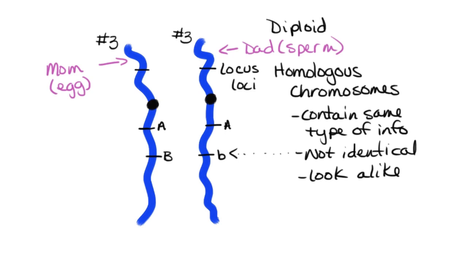So these homologous chromosomes, they would be found in diploid cells, which are cells that contain 2 copies of each chromosome. And these chromosomes are going to be very similar to each other, and we're going to refer to them as homologous chromosomes.